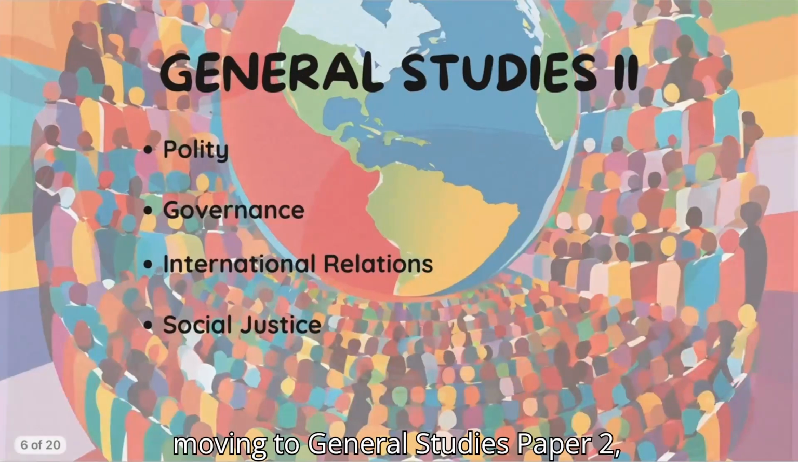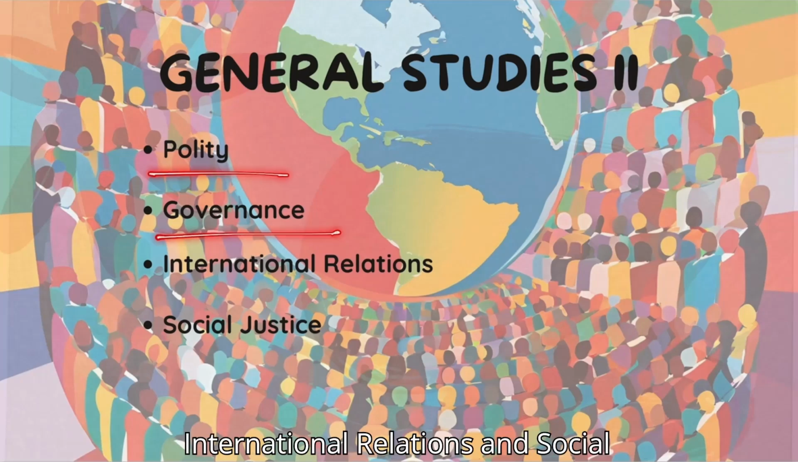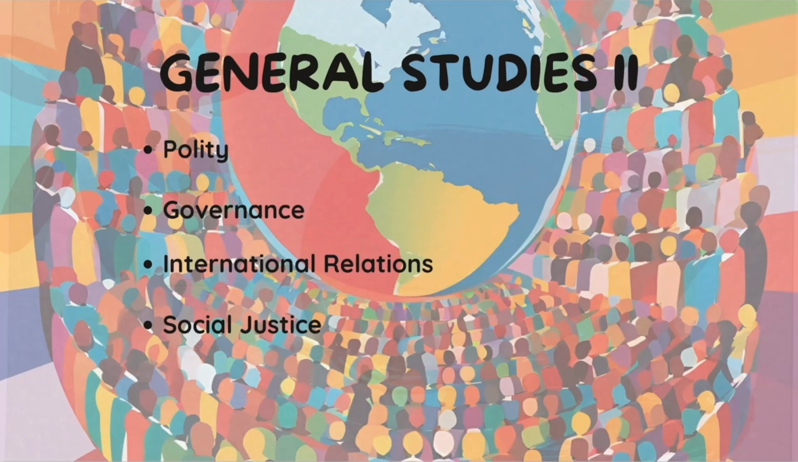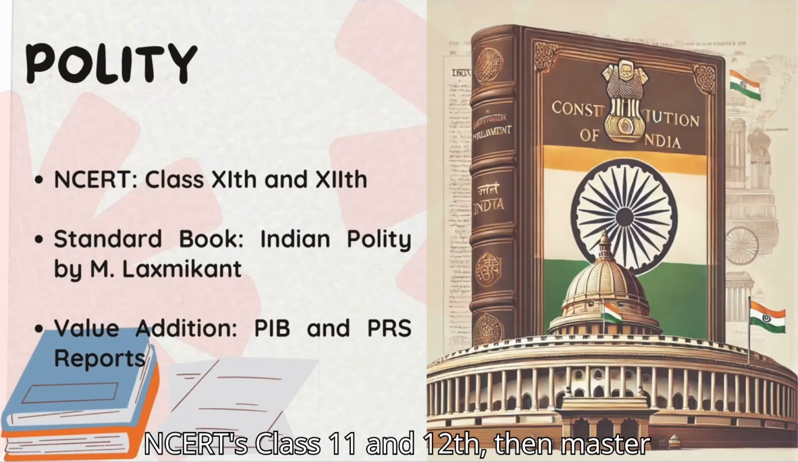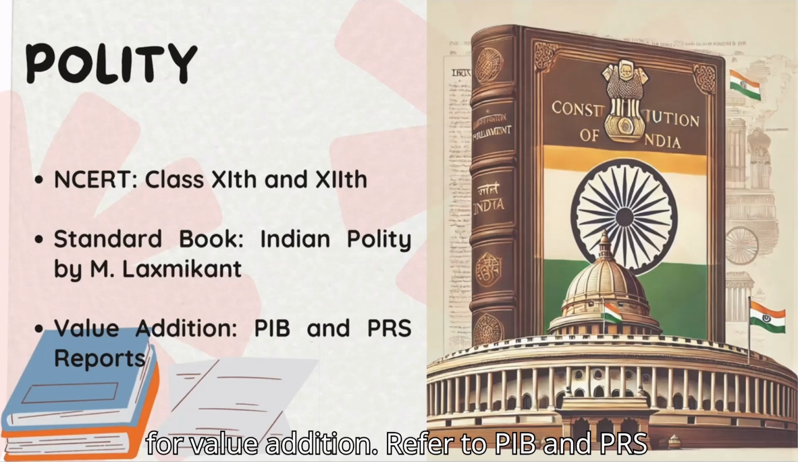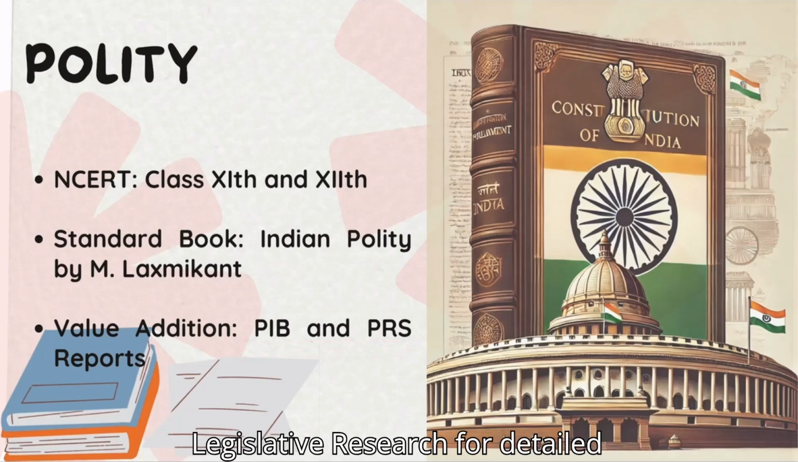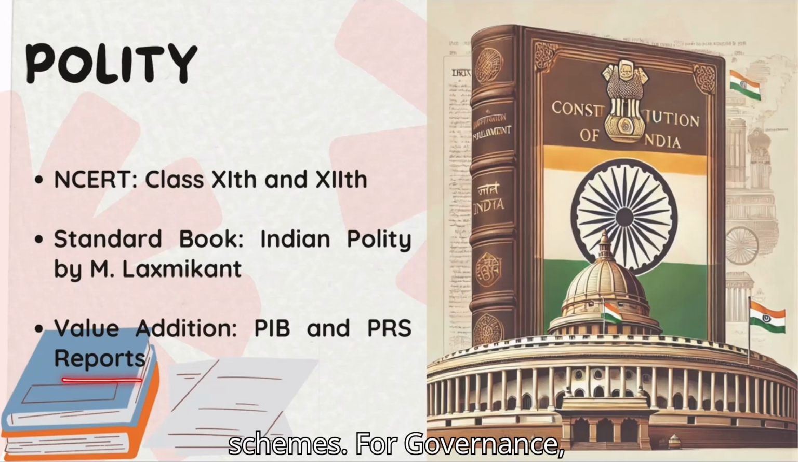Now, moving to General Studies Paper 2. It has 4 subparts: Polity, Governance, International Relations, and Social Justice. Polity is a game changer. Start with NCERTs, class 11th and 12th, then Master Indian Polity by M. Laxmikanth. For value addition, refer to PIB and PRS legislative research for detailed insights into government bills and schemes.